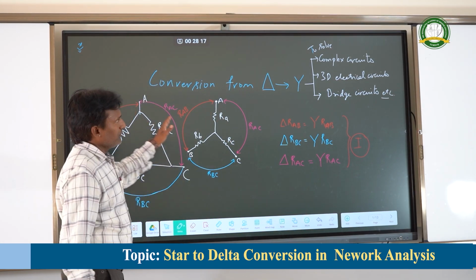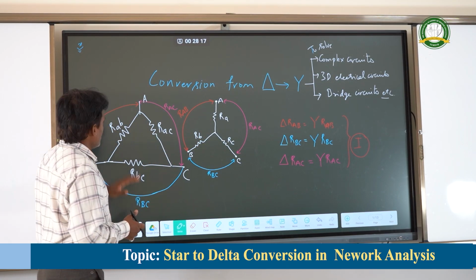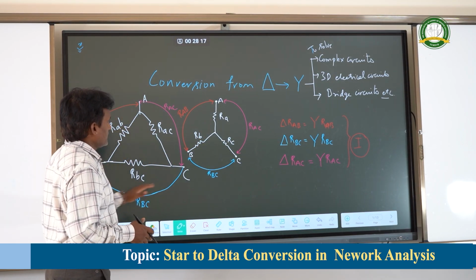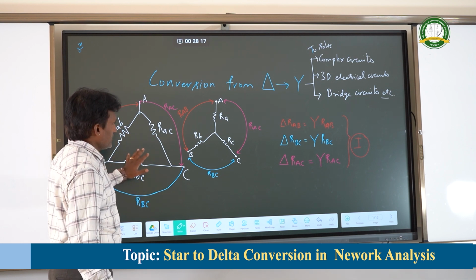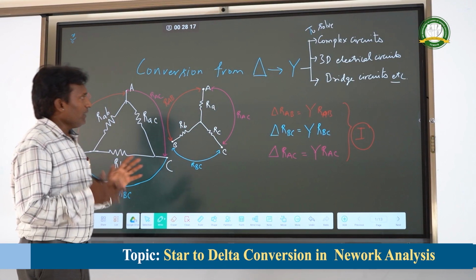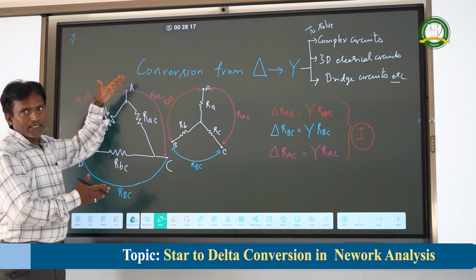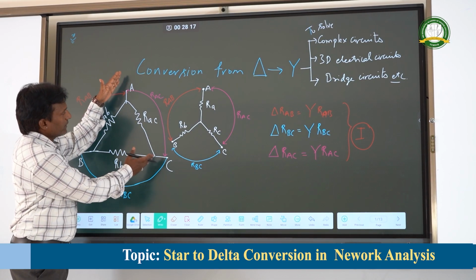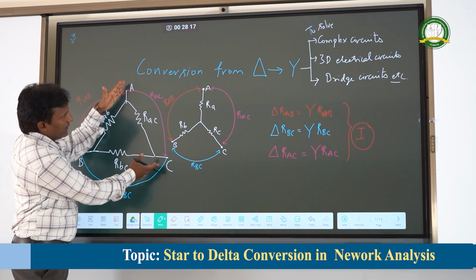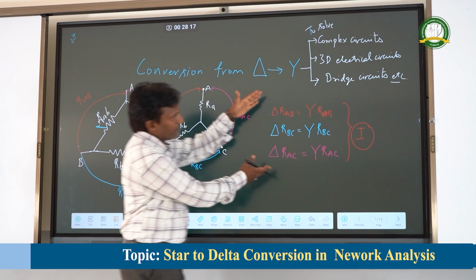Conversion from delta to star. In the delta circuit we have 3 resistors, as well as in the star circuit we have 3 resistors. What we are going to do here is find the effective resistance across the terminals. So the delta effective resistance across AB will be equal to the star effective resistance across AB. That is what I have written here.